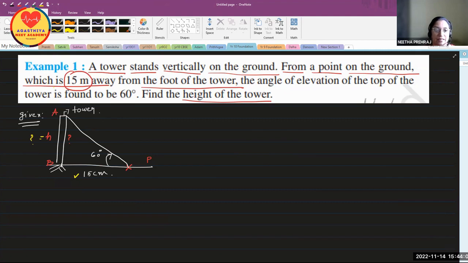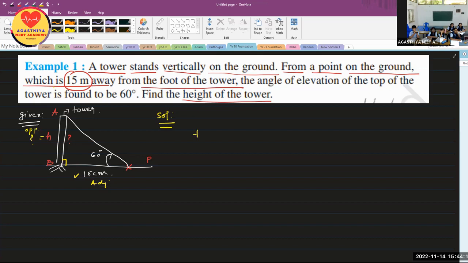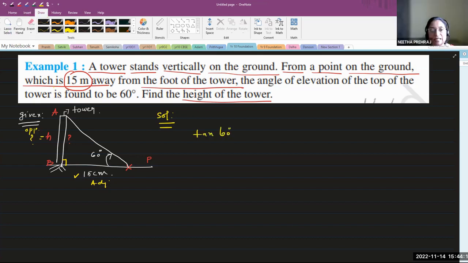This is a right angle triangle. Obviously, the tower makes 90 degree with the ground. This is the opposite side and this is the adjacent side, isn't it? So what is the relation between opposite and adjacent? Very good. So tan 60 degree is equal to opposite side by adjacent side. Opposite side is h. Adjacent side is 15. What is the value of tan 60?